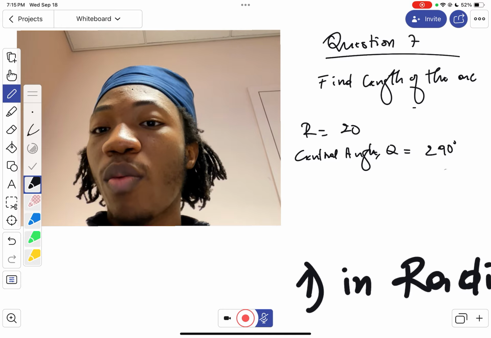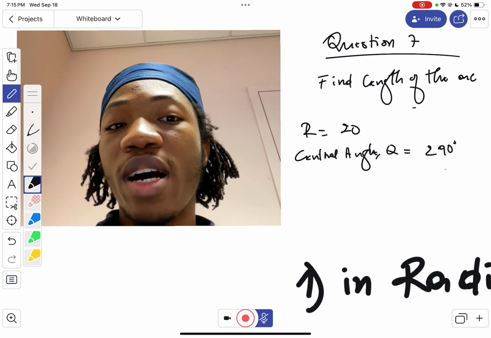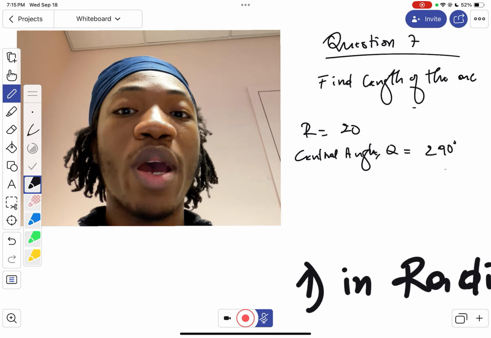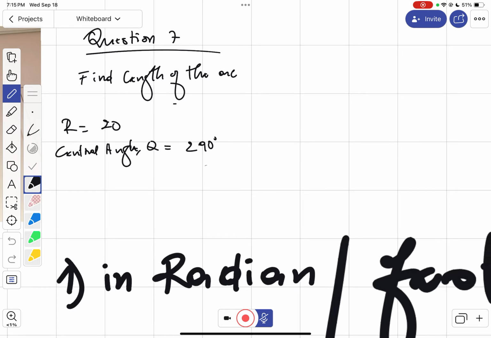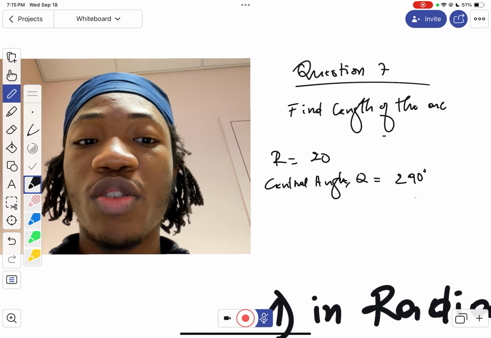If you want to switch from radians to degrees, you take the radians, multiply by 180, and divide by pi. If it's degrees to radians, which is our case, you take that degree, multiply it by pi, and divide by 180. So in our case, the central angle is in degrees, so you're going to transform it into radians.